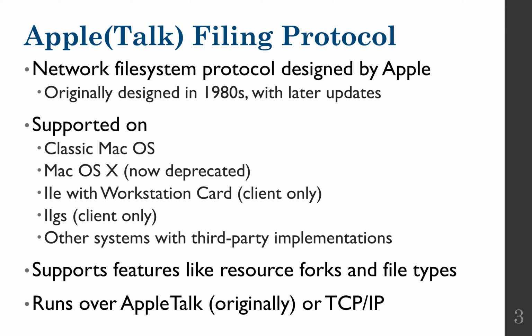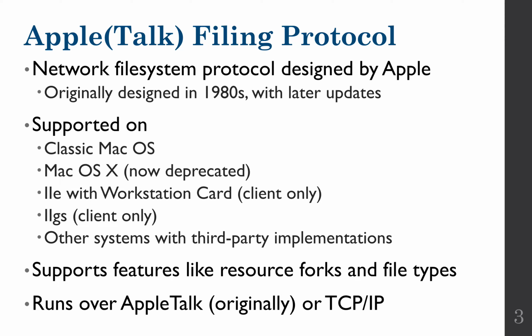So first of all, I'll talk about AFP, which is the AppleTalk or Apple Filing Protocol. It was originally called AppleTalk, but Apple renamed it when it was extended to work over TCP/IP as well as AppleTalk. It was a network file system protocol designed by Apple, originally in the 1980s, but has subsequently been updated. It's supported on pretty much all of Apple's platforms, although it's now considered deprecated. In particular for us, the 2GS does have an implementation of it. There are also a number of third-party implementations. For example, NetAtalk on Linux is a widely used server for it these days.